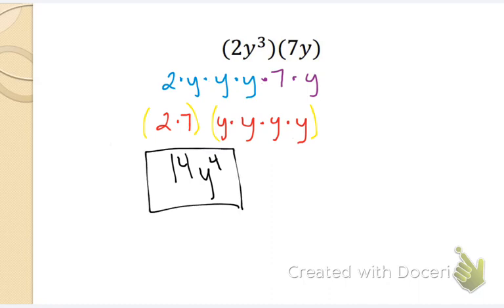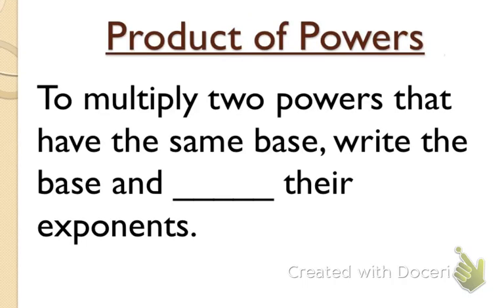Now again, you might be thinking, okay, I definitely see a pattern here. This 4 for the y, did it come from this 3 of the y and this y? Together, if I add them, it gives me a 4. The answer is yes, and that brings us to our first property, the product of powers. To multiply two powers that have the same base, write the base and you add their exponents.